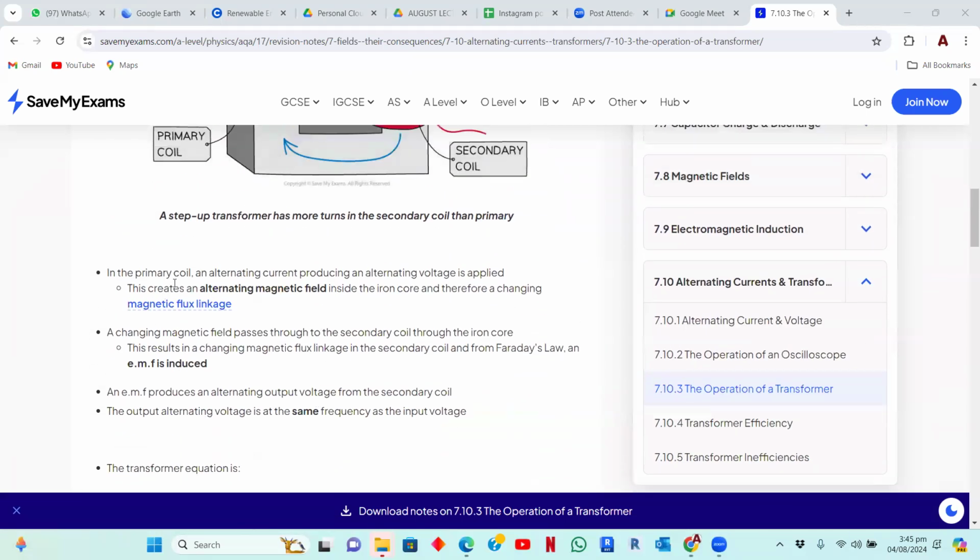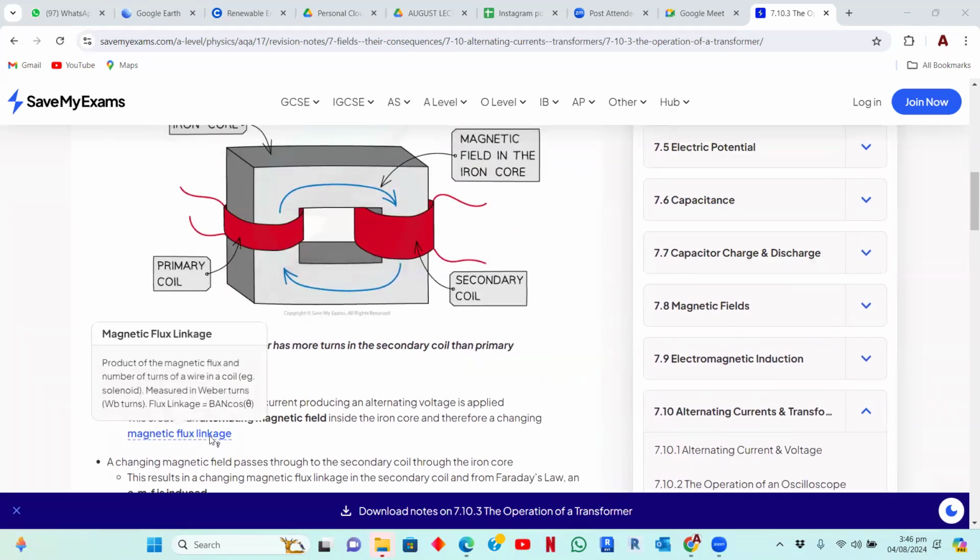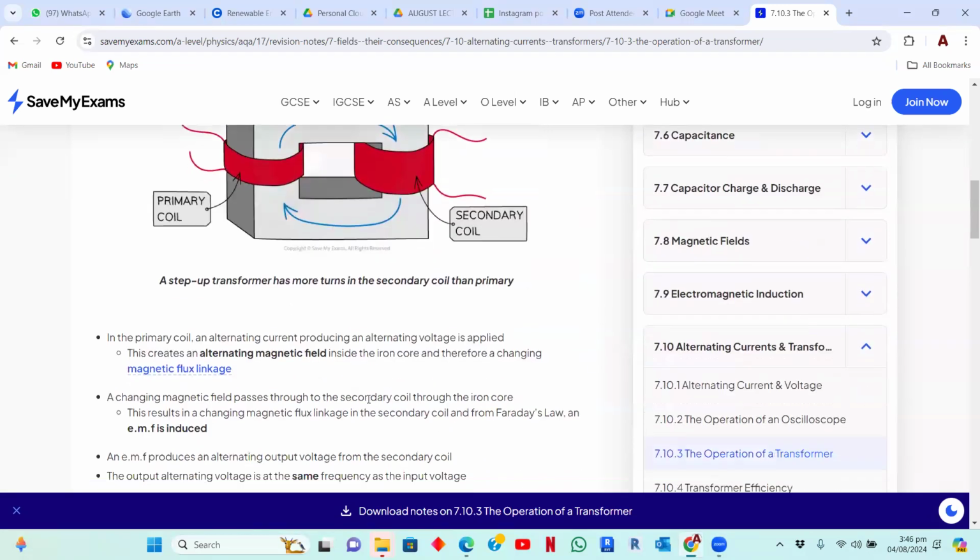Now, what happens is in the primary coil there is an alternating current, and it also produces alternating voltage. This alternating current and alternating voltage produce an alternating magnetic field inside the core. And obviously, it's going to change the magnetic flux linkage as well. We've studied magnetic flux linkage, we know what it is. So because of the alternating current and alternating voltage, a magnetic field will be created, and this iron core is going to allow this magnetic flux linkage to change, and this changing magnetic field passes to the secondary coil through the iron core.